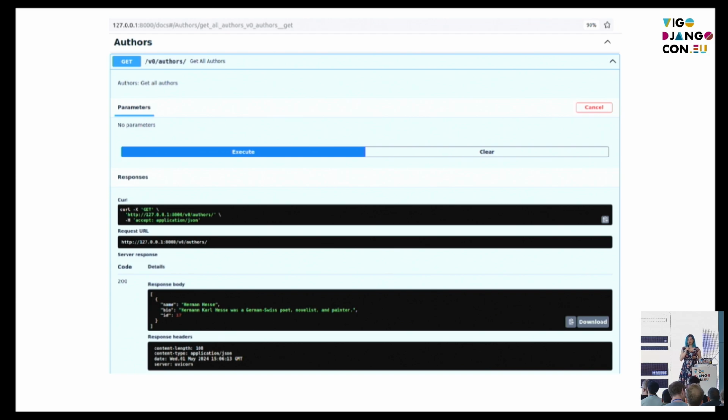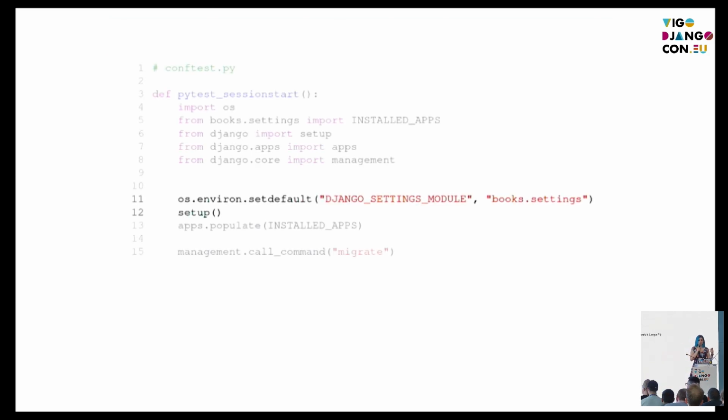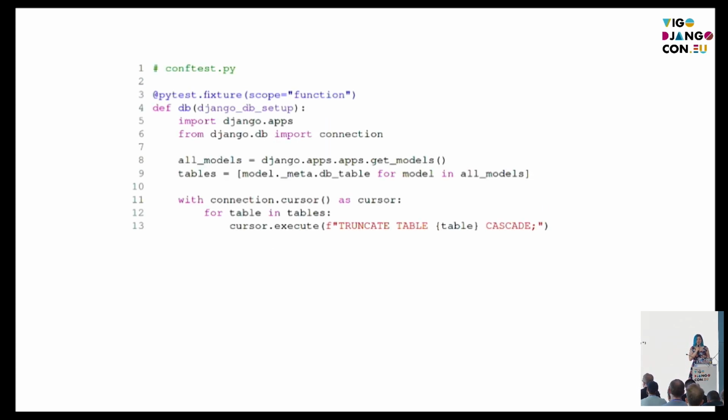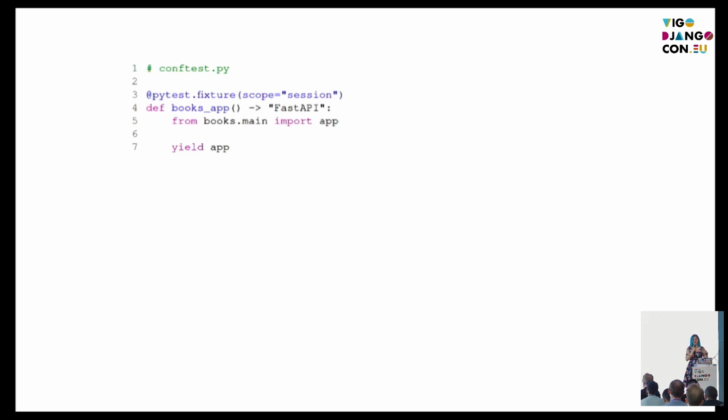Now, let's move on to tests. The principle is basically the same as for setting up our main app. First, we need to set up Django. We define our Django settings module, then we populate apps, and finally run migrations before each session. Because we want the database to be clear for each run, we can create a fixture that truncates all tables after each test run.